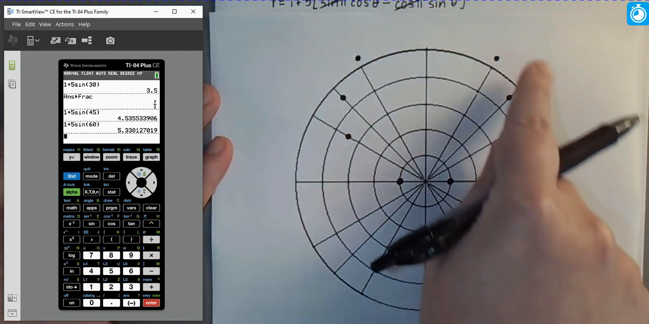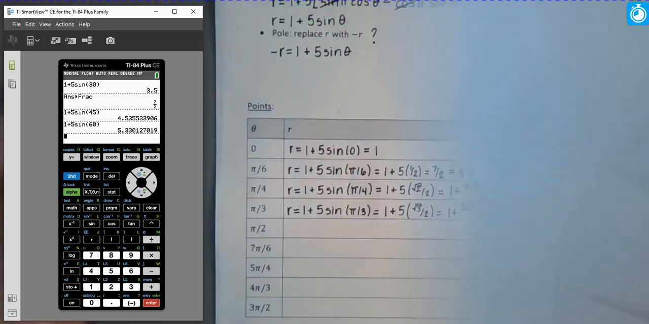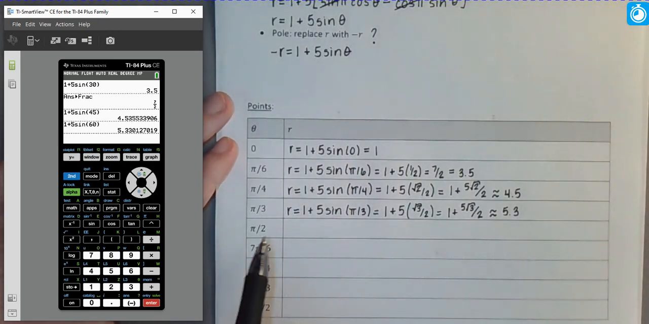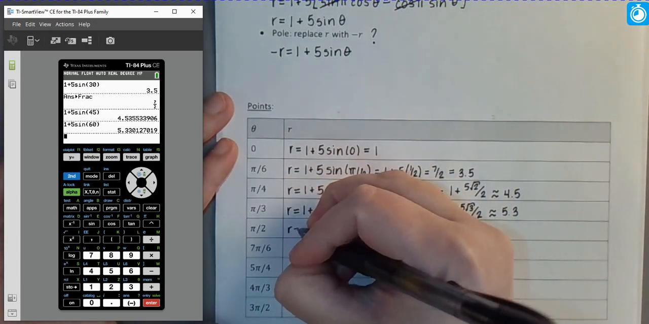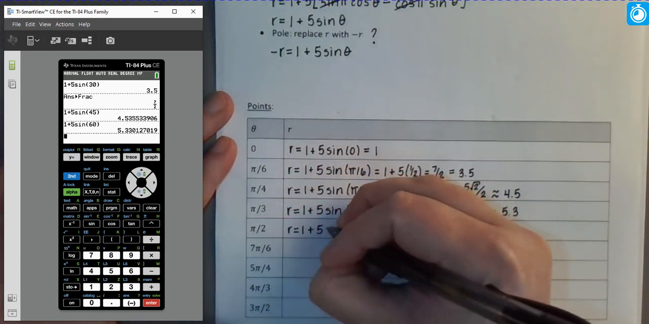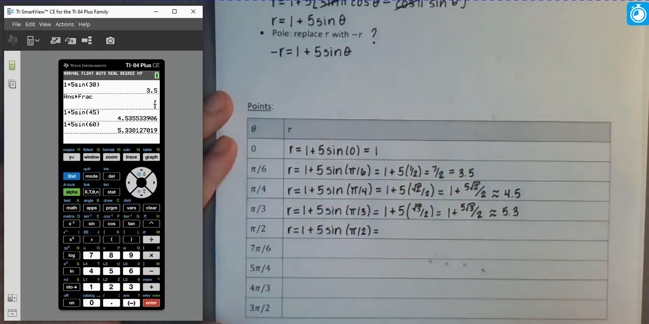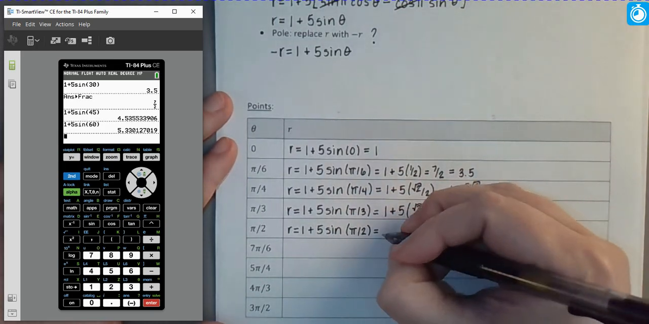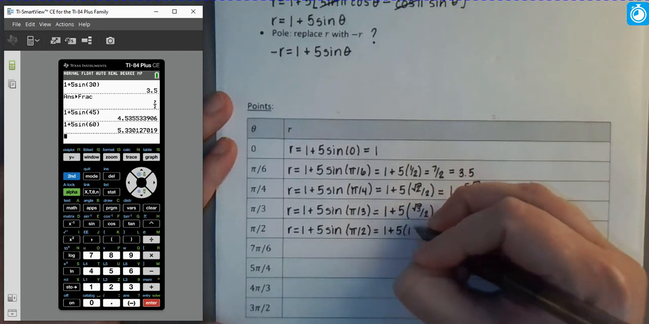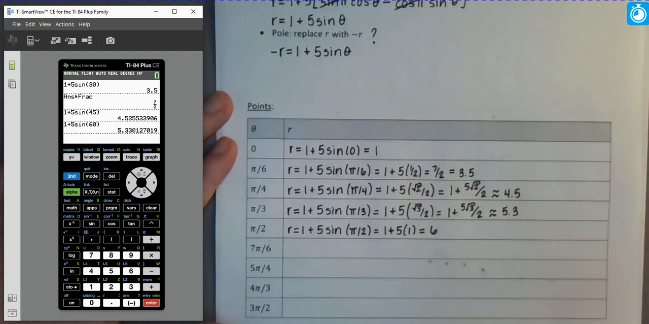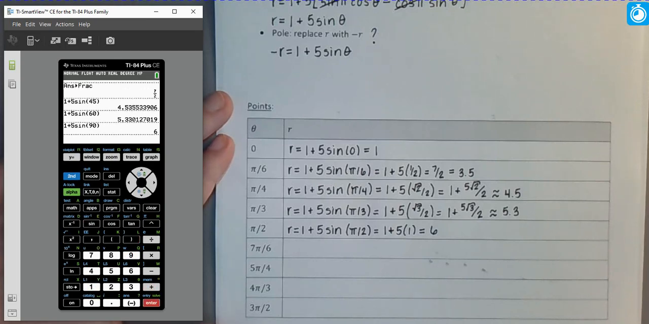Okay, and then we've almost made it to pi over 2 radians, or 90 degrees, and that's where we'll finish out the first quadrant. So with an input of pi over 2, we have r is equal to 1 plus 5 times the sine of pi over 2. Okay, we know the sine at pi over 2 is going to be 1. So we have 1 plus 5 times 1, which is the same thing as 1 plus 5, which is going to be 6. And that's not going to require any approximation. Now, if we want, we can certainly confirm that that's a correct value using the calculator. So 1 plus 5 times the sine of, not pi over 2, but 90 for 90 degrees. That confirms that it is 6.